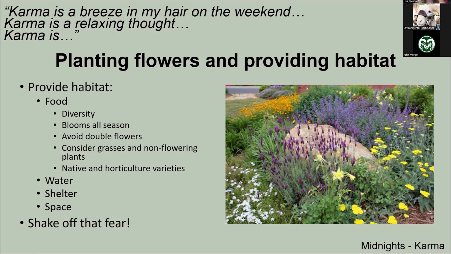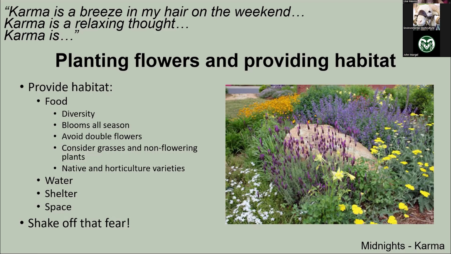If you're not familiar with a double flower, that is a flower that has been intentionally bred by horticulturalists. Big, beautiful flower, but it also does not have the plant reproductive parts in it, so it won't have the pollen and the nectar sources. If you love your double flowers, that's great. Keep those and maybe consider adding some that provide pollen and nectar for those beneficial insects. Everything is about balance. Consider ornamental grasses and other non-flowering plants, because a lot of those can provide sheltering areas for beneficial insects. And consider natives and also horticultural varieties in the landscape.